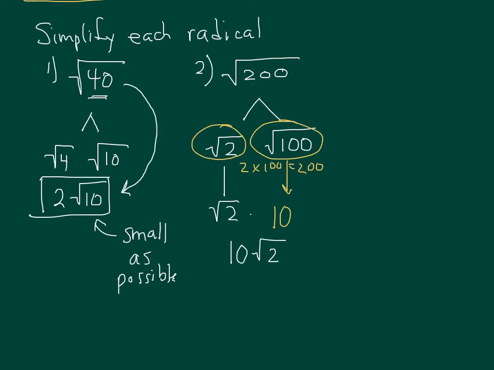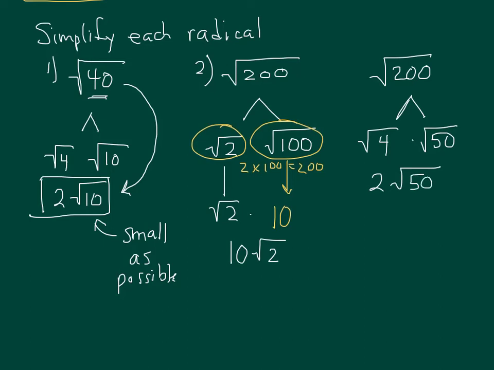Now that was good if you saw that 100 went into it. But let's do this again. Let's do the square root of 200. And you might have noticed that 4 goes into 200. So the square root of 200 is the square root of 4 times the square root of 50, because 4 times 50 is 200. The square root of 4 is a perfect square. That's 2 square roots of 50, or 2 radical 50.